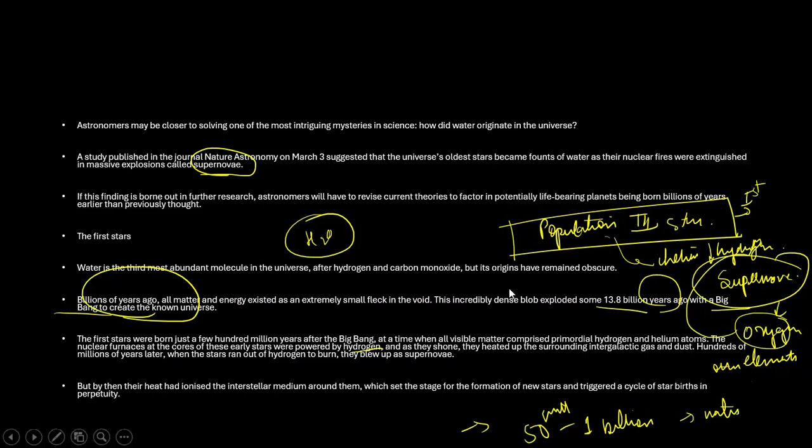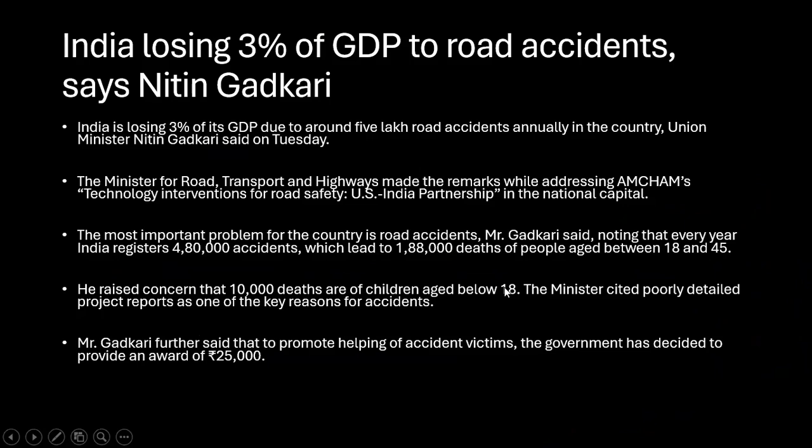So now, apart from this, we have the next important article that is related to accidents. We have to understand that in India, a lot of people die out of tuberculosis, and a lot of people are also dying because of accidents. So India loses 3% of the GDP to road accidents, says Nitin Gadkari. Union Minister Nitin Gadkari highlights India's annual road accident economic losses and government measures to improve road safety and assist victims. So we have to understand that a lot of people are dying only because of road accidents.